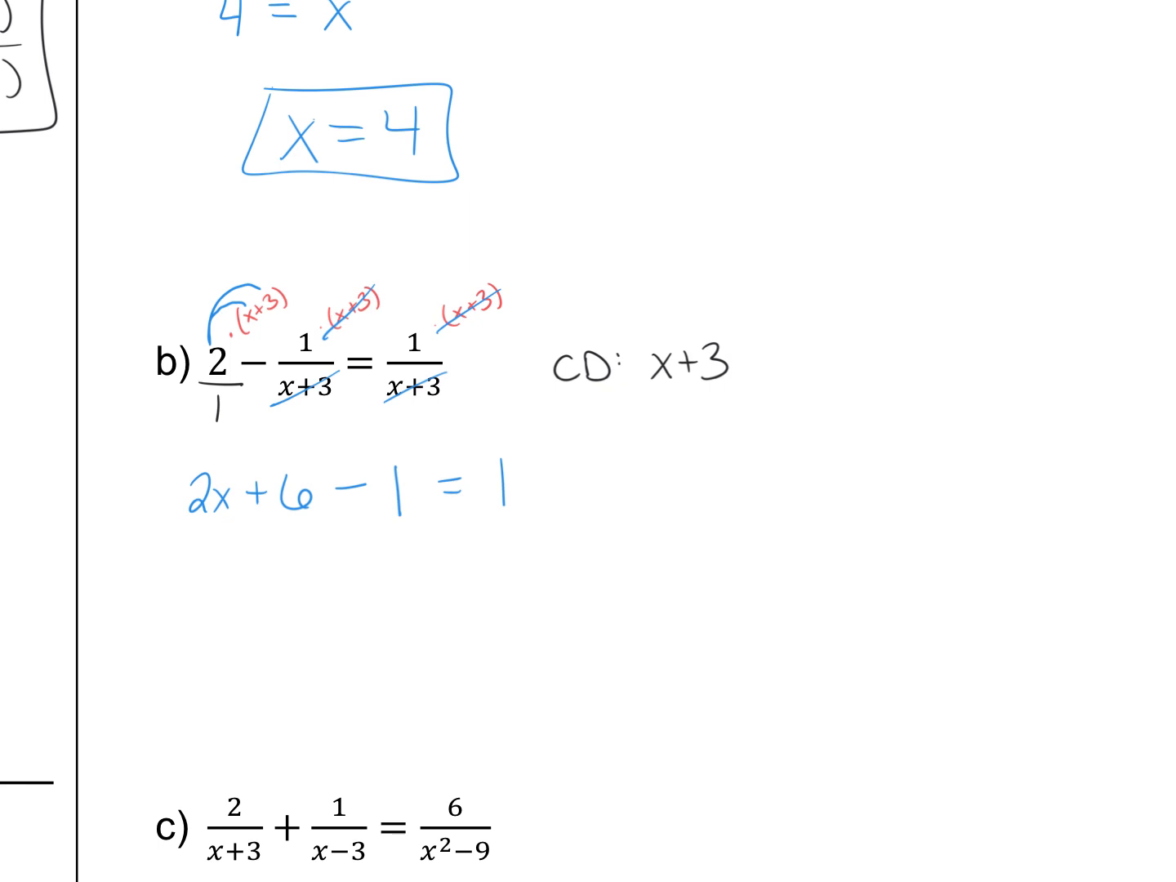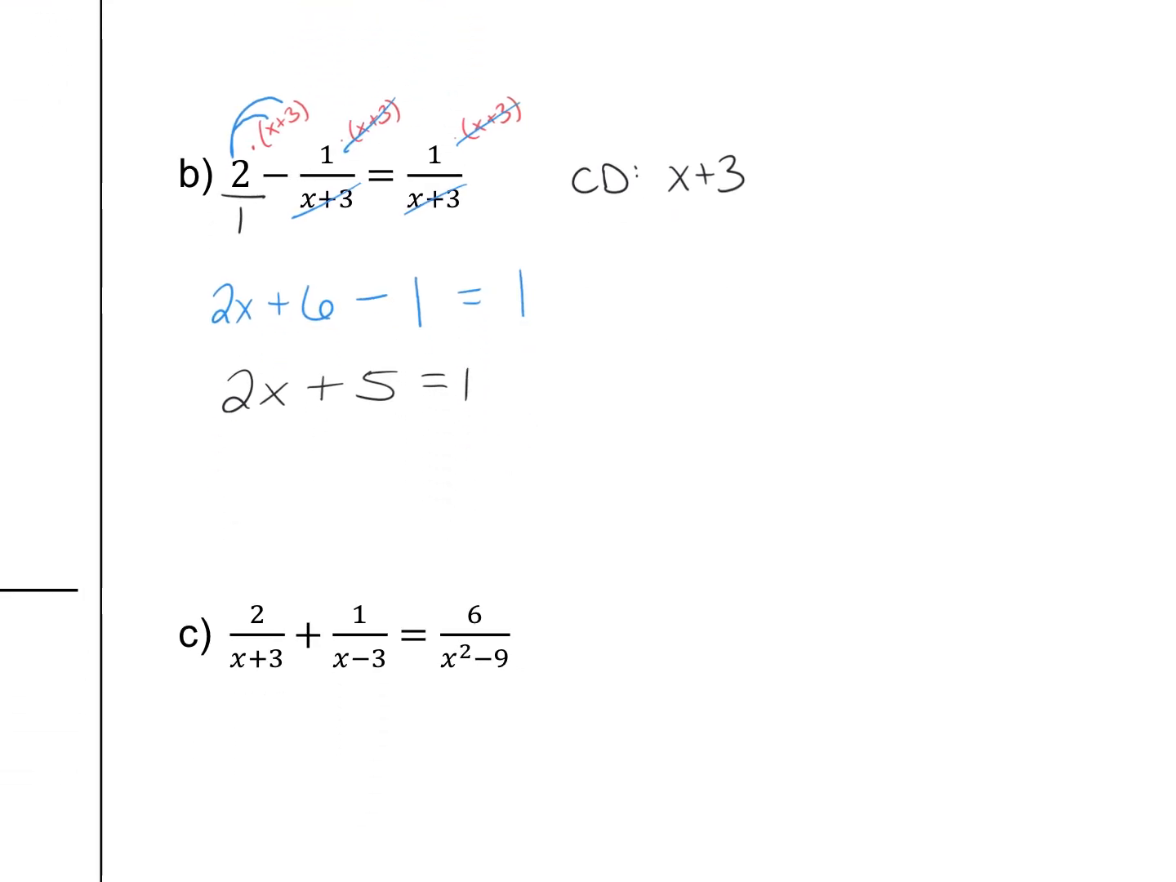What can I do on this left side here? Combine like terms. 6 minus 1 is 5. How do I solve? Subtract 5. So we have 2x equals negative 4. Last step. Divide by 2. X equals negative 2.